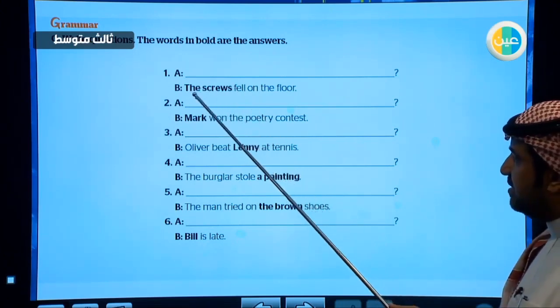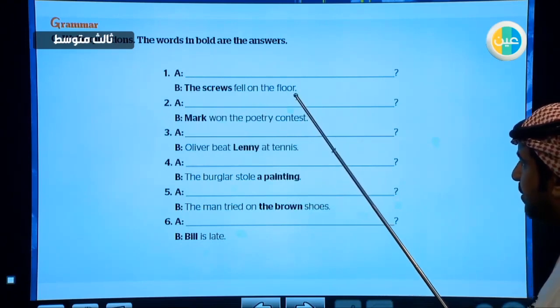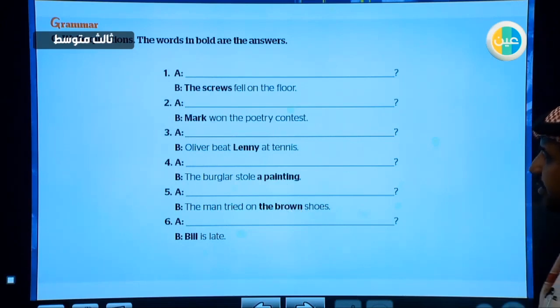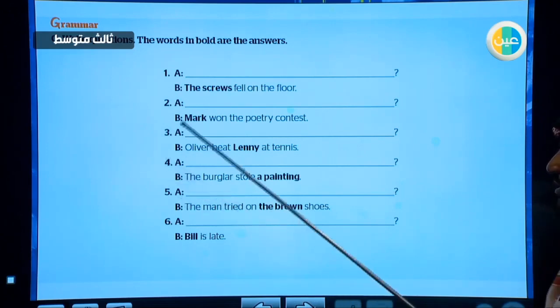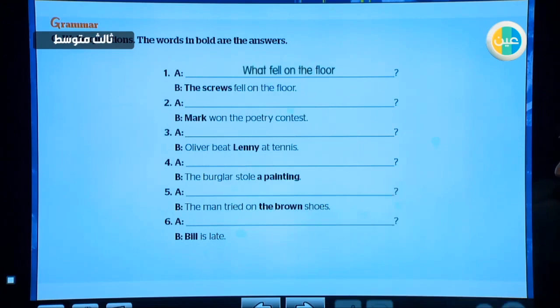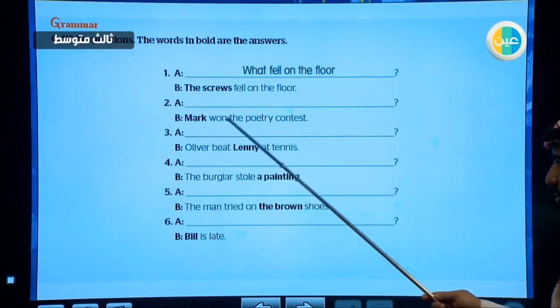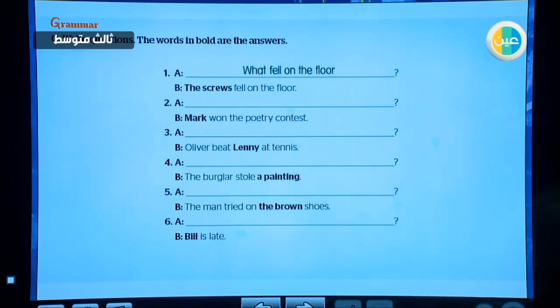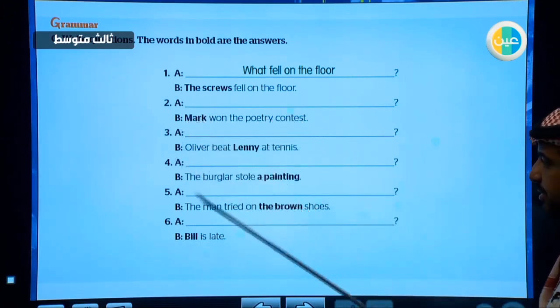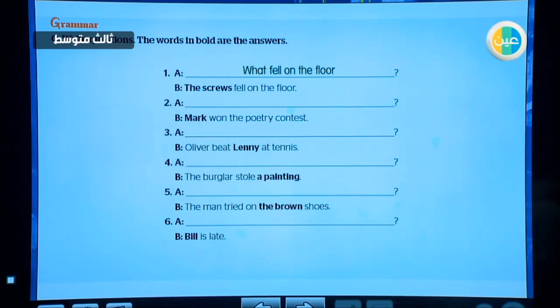For example, in this sentence, the screws fell on the floor. Screws are things. So what is the suitable WH word for asking about things? Yes, it is what. So we say, what fell on the floor? Number 2, Mark won the poetry contest. Again, we have the subject, but this time the subject is a person. So what is the suitable WH word here? Who. Excellent. Who won the poetry contest?